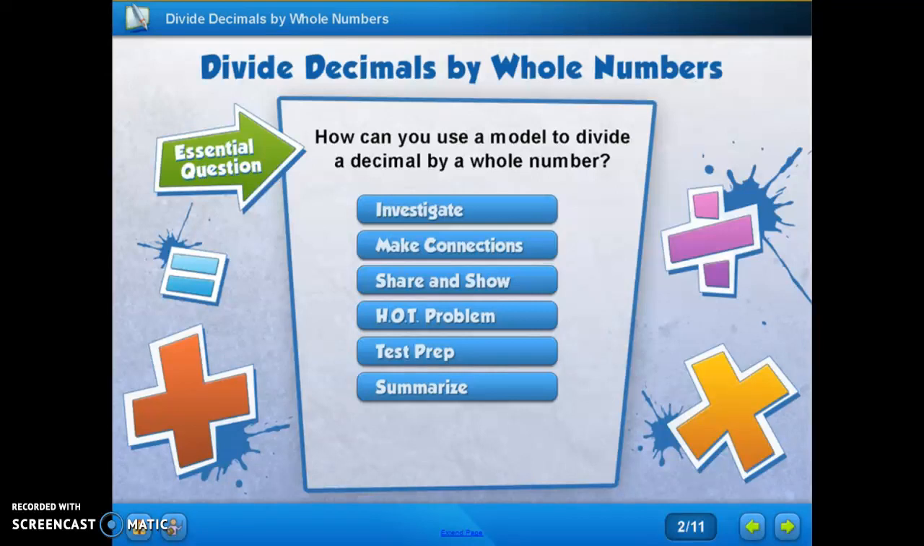Okay, today we're working on lesson 5.2, divide decimals by whole numbers. You will need the decimal models and colored pencils. How can you use a model to divide a decimal by a whole number? So today we're going to use our base 10 blocks, and we're also going to do some quick draws, I believe.